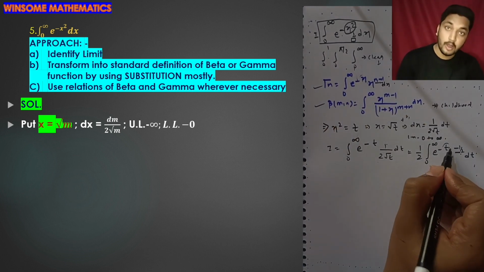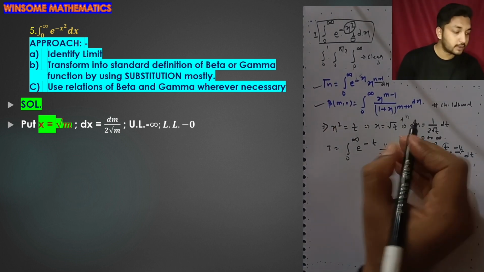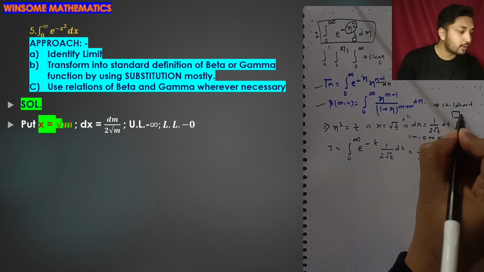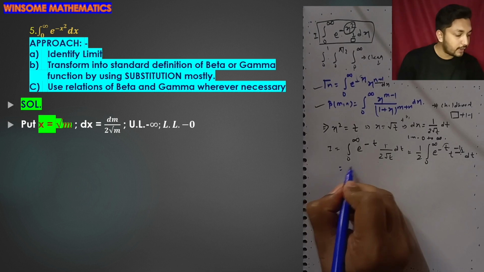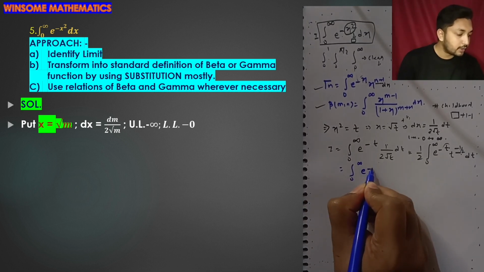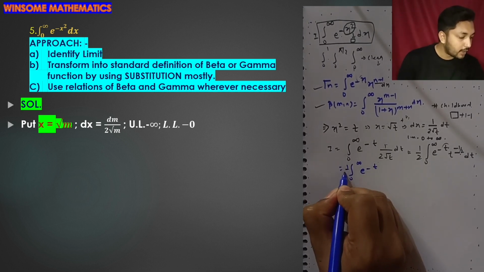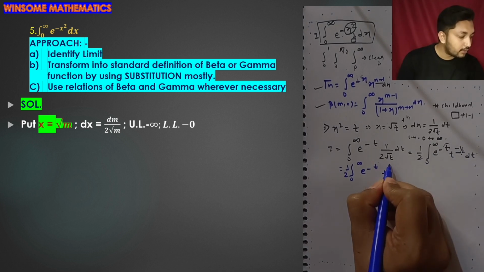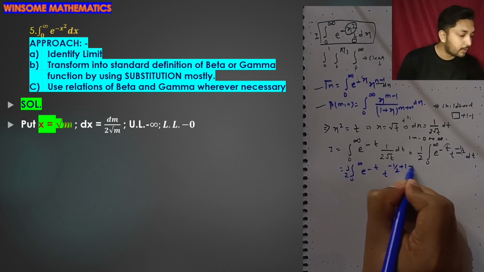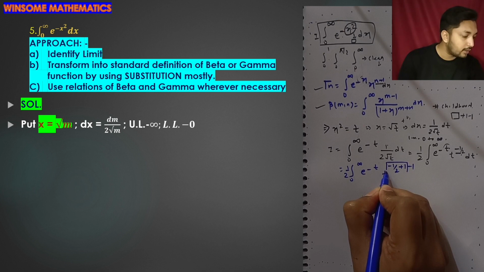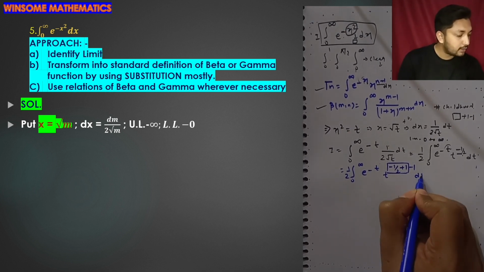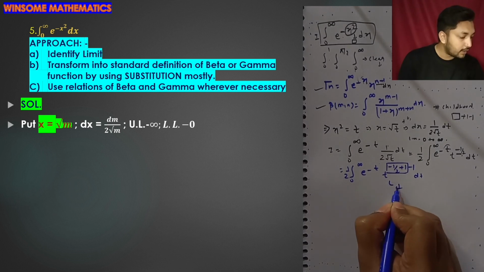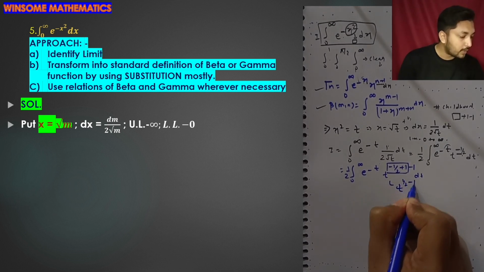So how will we do? Like we used to do. Simple, when there is something inside the box, we add plus 1 minus 1. So simple, minus 1 by 2 plus 1 minus 1. So what will it become? 0 to infinity e to the power minus t, and this is 1 by 2, and this is t to the power 1 by 2 plus 1 minus 1, and this is our n. So 1 by 2 is our n. So we can write t to the power 1 by 2 minus 1.